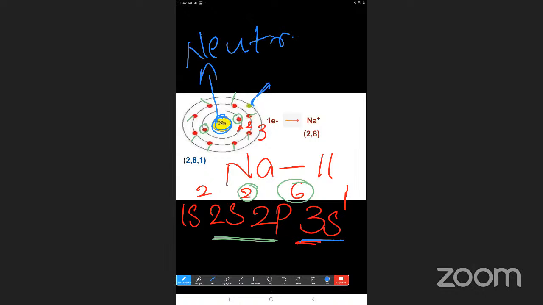For every atom, remember this point. Inside of the atom, electrons, protons, and neutrons will be present. Here the neutrons and protons are at the center, that is the nucleus. When these neutrons and protons combine together, that point is the nucleus.